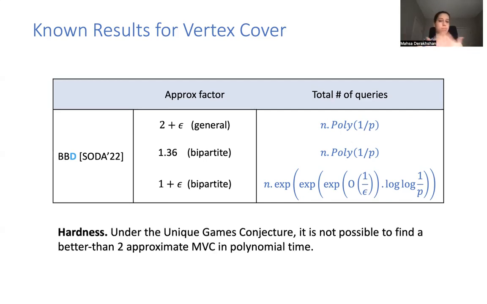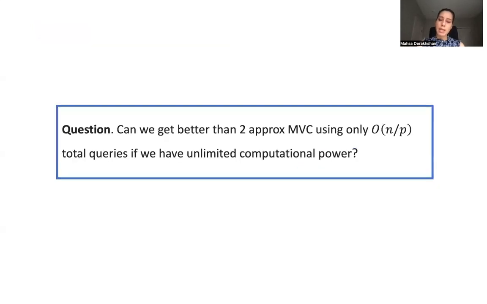For minimum vertex cover in general graphs, not necessarily stochastic graphs, we know that under the unique games conjecture, it is not possible to get better than a 2 approximate solution in polynomial time. So if we are hoping to go beyond this 2 approximation, we have to allow exponential running time. So the question that we ask here is whether it is possible to go beyond 2 approximation using only O of n over p total queries if we have unlimited computational power. This is just an information theoretical question. How many edges do we have to query to get better than a 2 approximate solution?